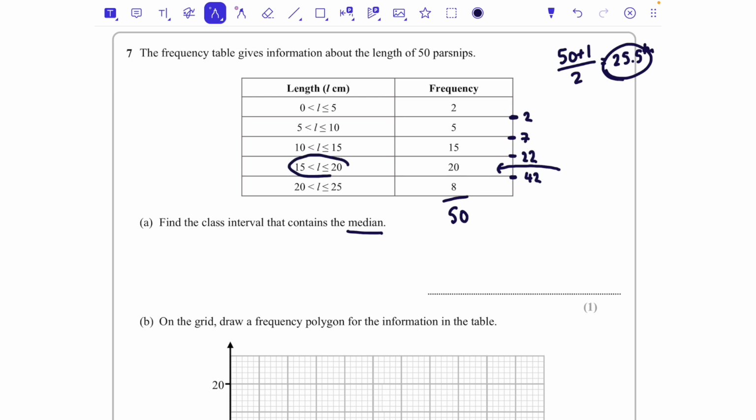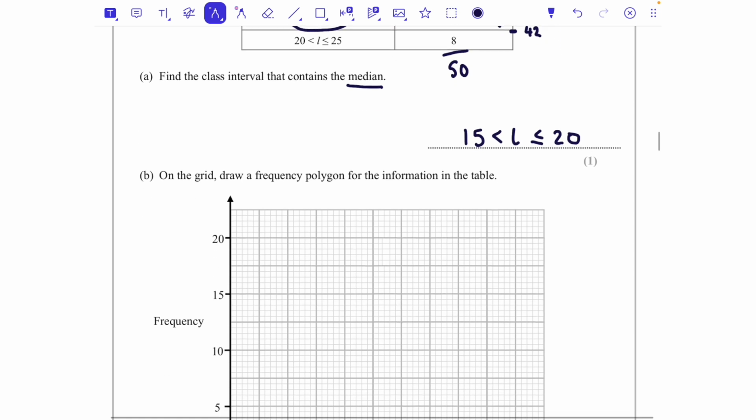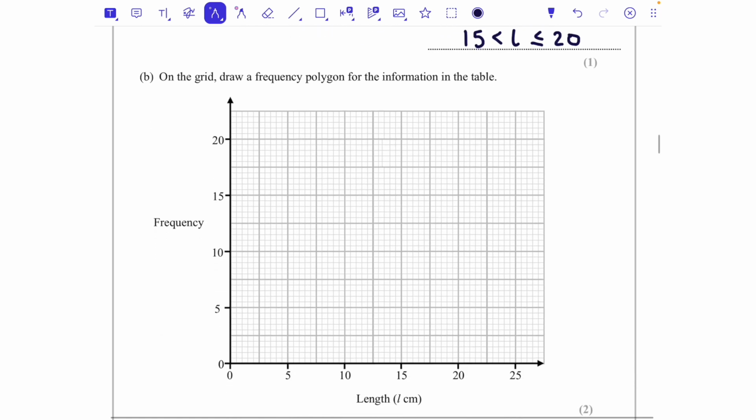This is the class interval, the category. So we're going to write exactly that on the answer line, 15 to 20. There we go. On the grid, draw a frequency polygon for the information in the table.